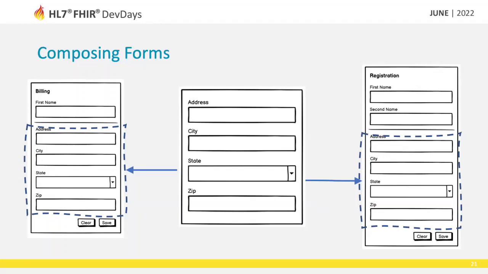On this slide, we see two forms, a billing form on the left and a registration form on the right. Both forms share a common set of fields to capture the user's address. Rather than duplicate the form definition, we can create a reusable set of fields. This is the form in the center. We can then embed these fields into our billing and registration form. When the billing or registration form is submitted, we only create one questionnaire response. The values from the embedded form are merged with the parent form's values.